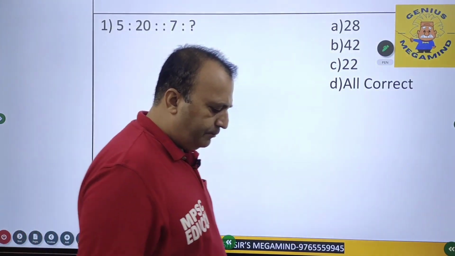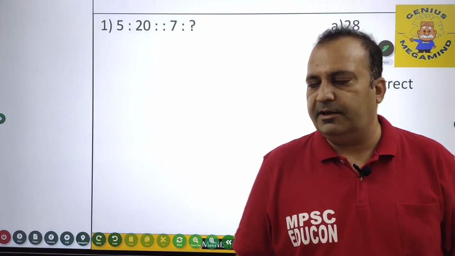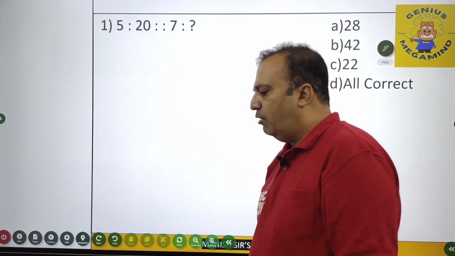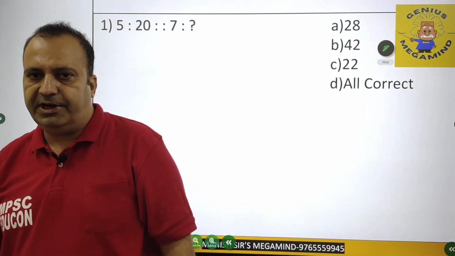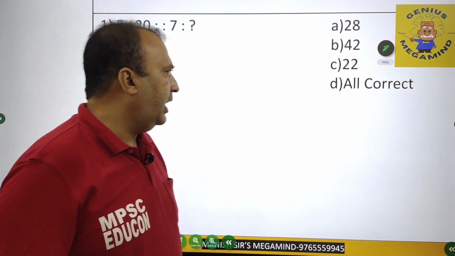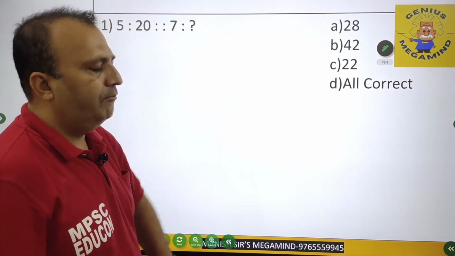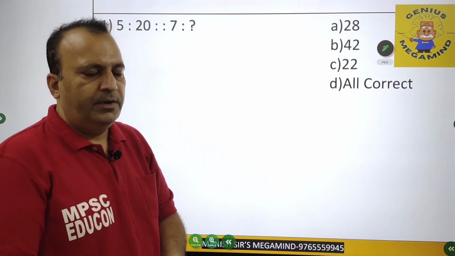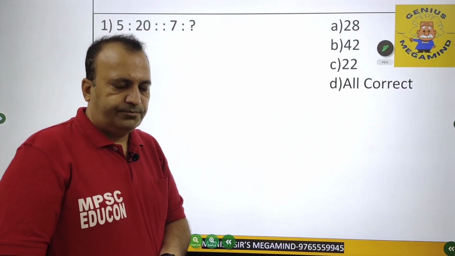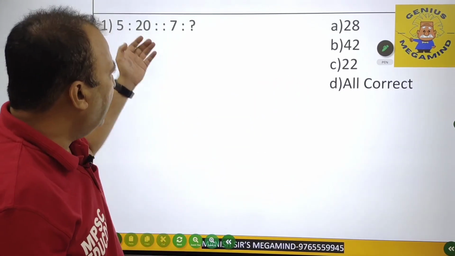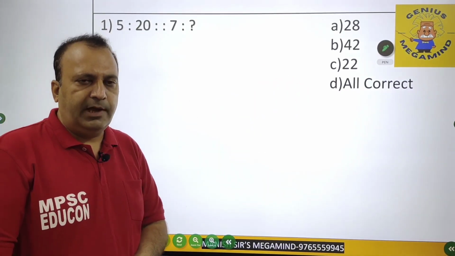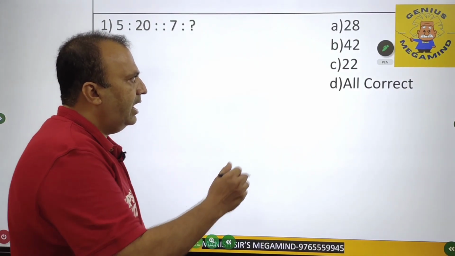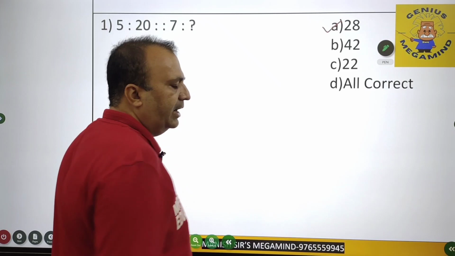The first question appears on your screen and it is something like this: 5 is to 20, so 7 is to what? So we have to find out the relation between 5 and 20, and the same kind of relation we have to apply between 7 and the number which will replace the question mark. So there are 4 options which are given, and my friends, over here if you look at the question, I am damn sure that 100% of the students might be answering the answer as what? Option A, that is 28.